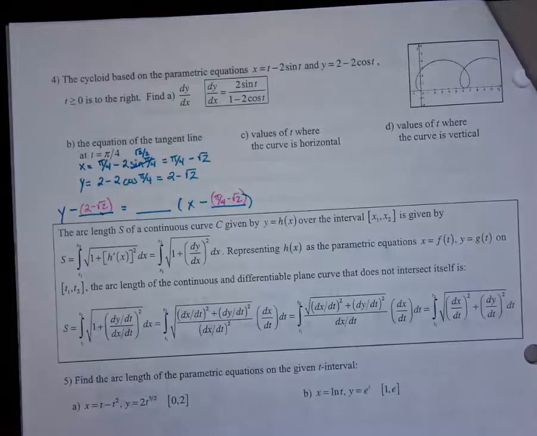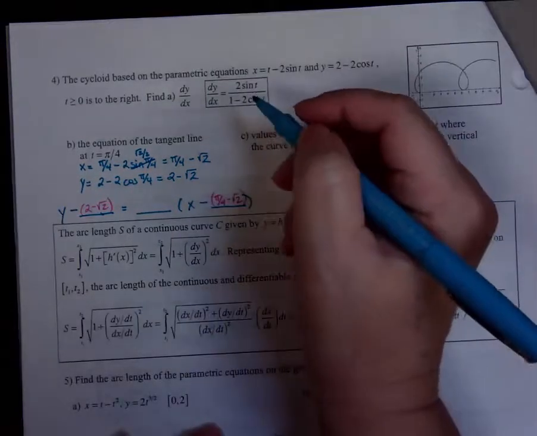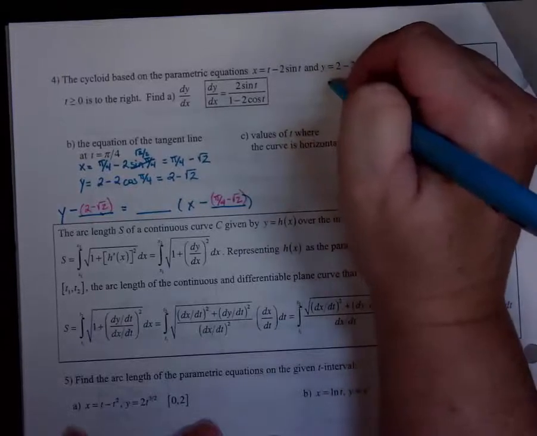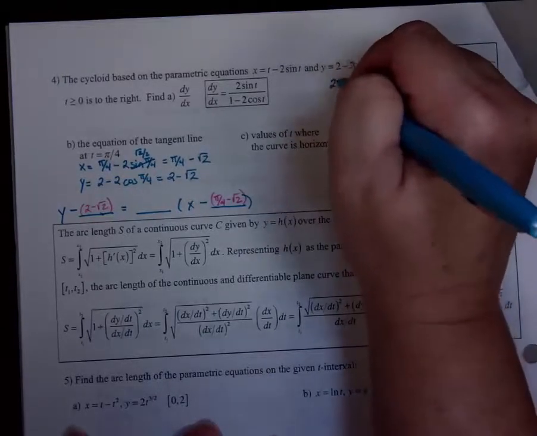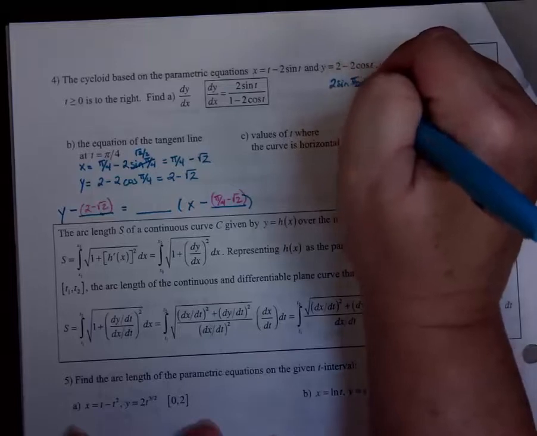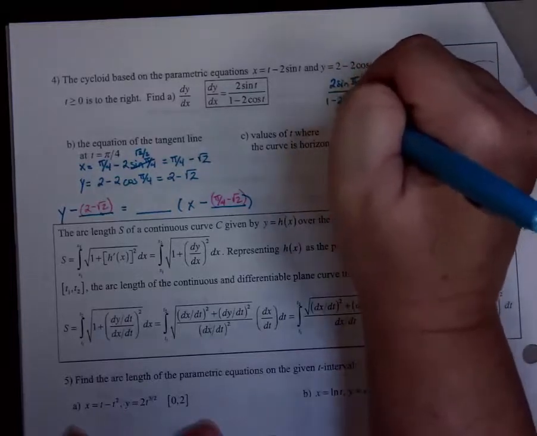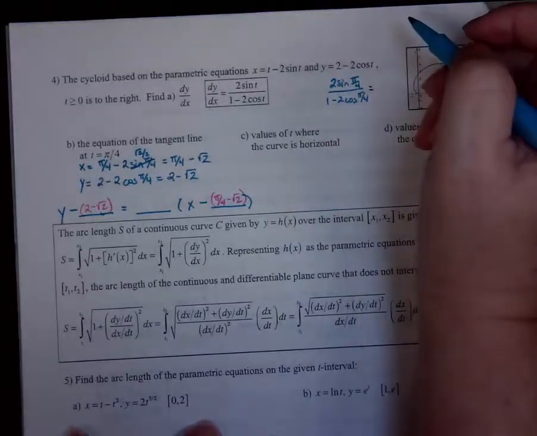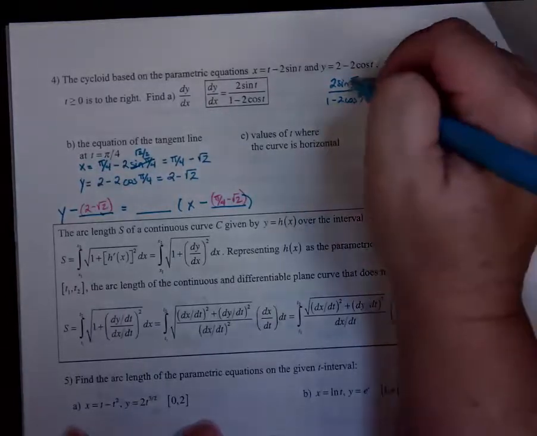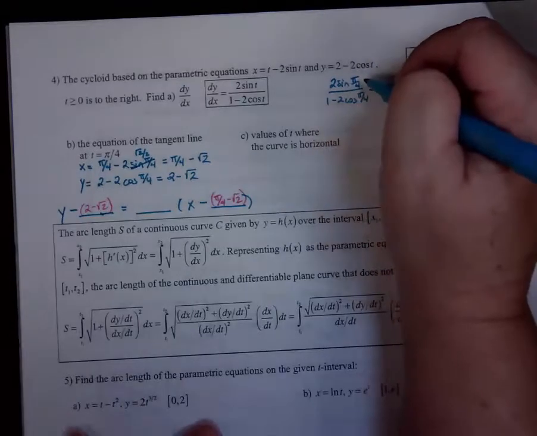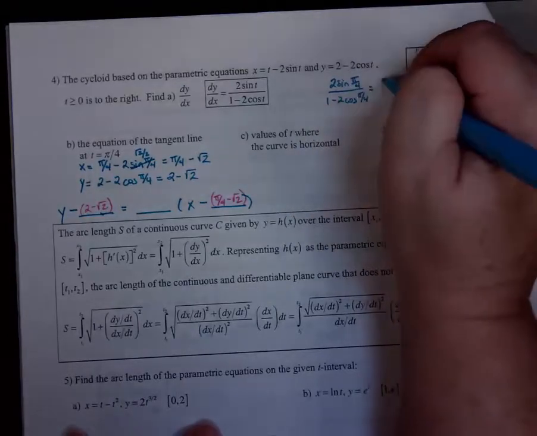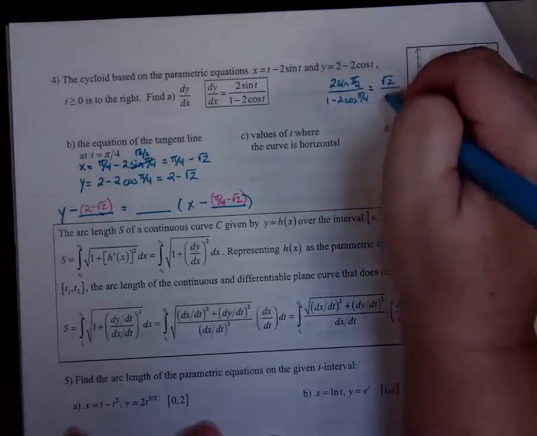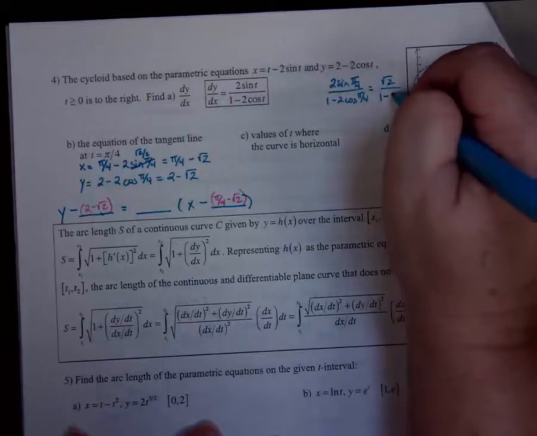I'm kind of running into the other part of my paper, so I'm going to have to go up here. I'm going to do 2 sine pi over 4 over 1 minus 2 cosine pi over 4. We already know the sine and cosine of pi over 4 are both square root of 2 over 2. So it's just going to be square root of 2 on top, and then 1 minus square root of 2 on the bottom.